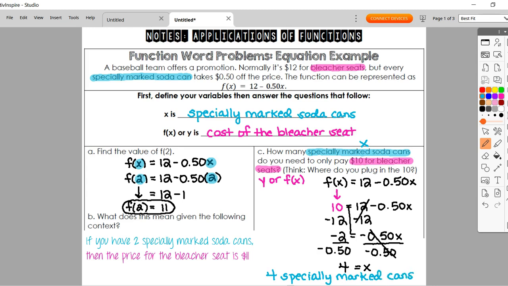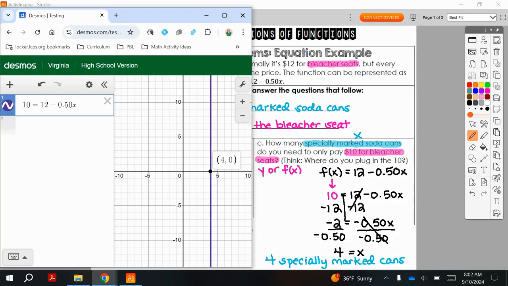Okay, let's do it in Desmos because again, you'll have Desmos the whole time with this. I just like to show you by hand first. This time we're going to go ahead and type in the equation that we replaced the f of x with. So that would be 10 equals 12 minus 0.50x.